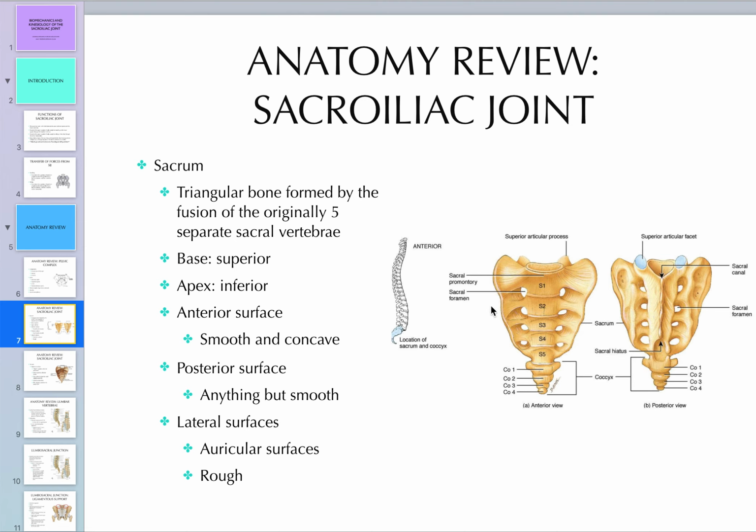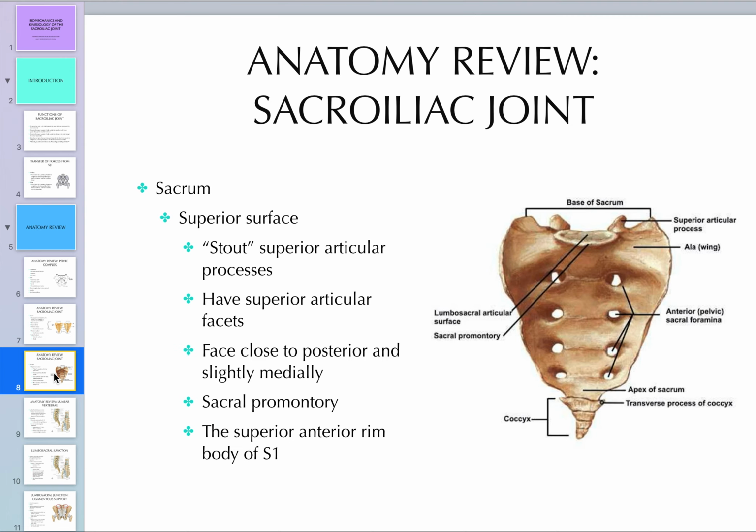The anterior surface is smooth and concave, of course, allowing the organs to sit on the inner side of the pelvic ring, and the posterior side of the sacrum is not smooth, and that is for attachment of the various ligamentous networks and muscles. The lateral surfaces are the auricular surfaces, so they're located right here, and they're rough and articulating with the two innominates.